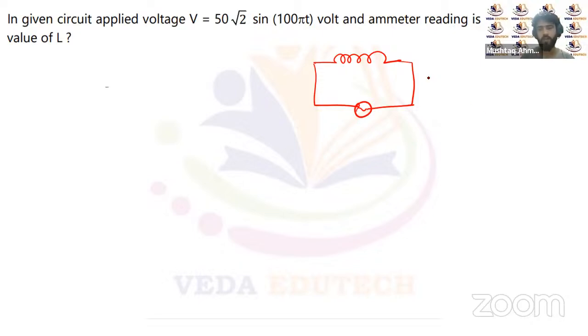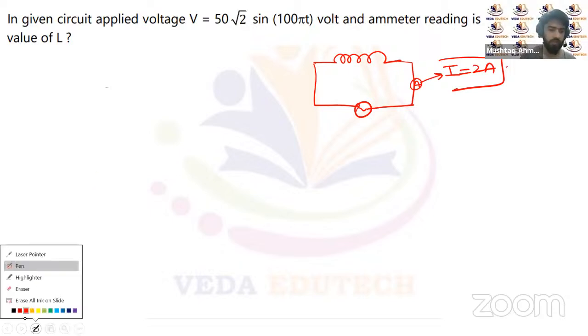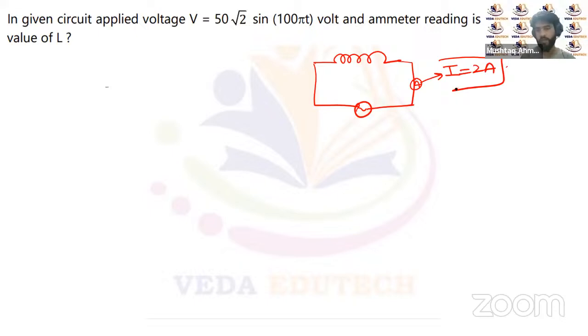Now in this circuit there's a connected ammeter, and the current measured by this ammeter is 2 ampere. And you know that in an AC circuit the current is a variable quantity, right? Whenever we say that the ammeter is reading a 2 ampere current, we mean to say that it is actually the RMS value of the current, because the current is a variable in AC circuits. So current cannot be a constant in AC circuits.